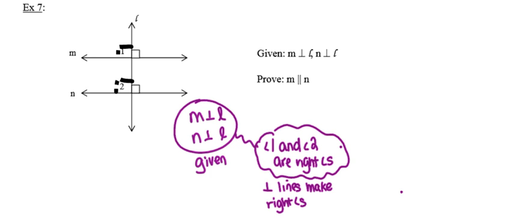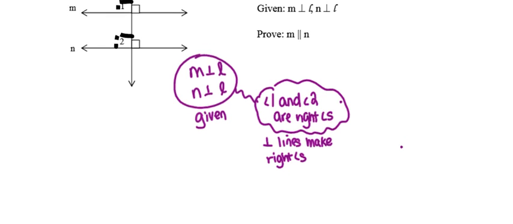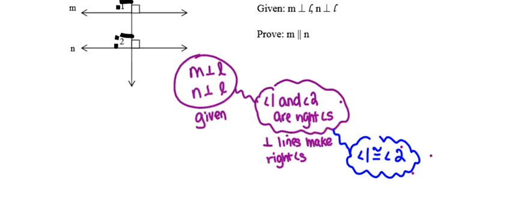Now, because all right angles measure 90 degrees, they have to be congruent to each other. So because these two guys are right angles, I now know that angle 1 and angle 2 are congruent. And these are going to be some reasons that you haven't seen before in proofs. All right angles are congruent.